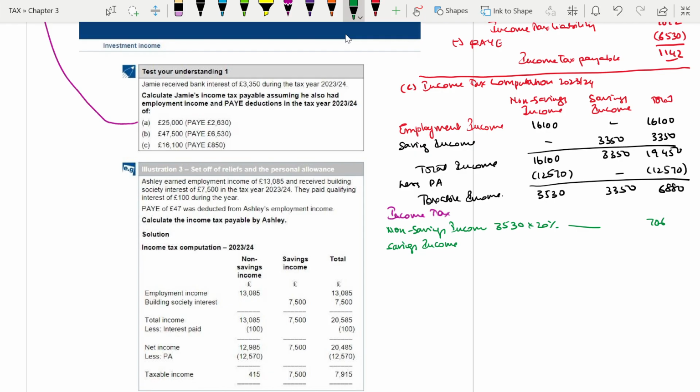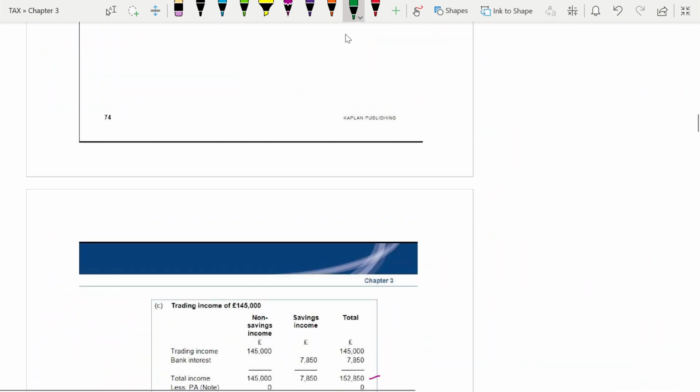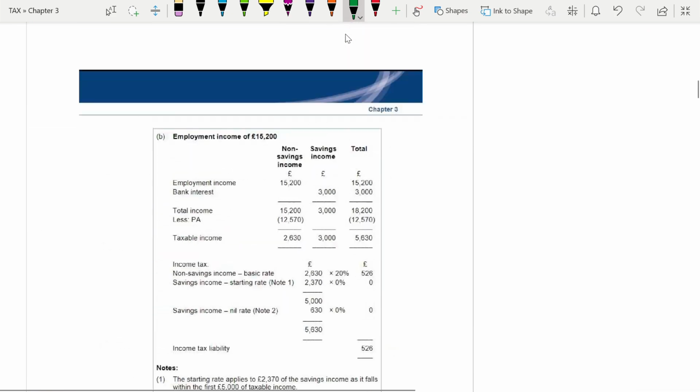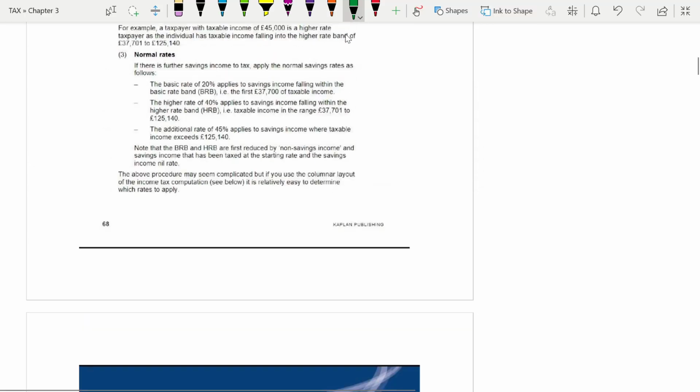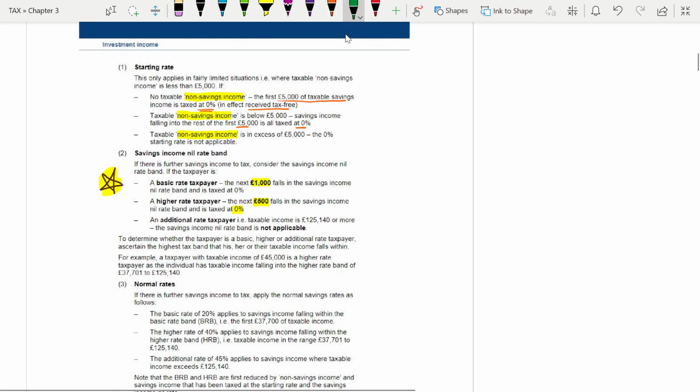He is in the basic rate. If he is in the basic rate of 20%, what is the condition? The starting rate is given. I am going back to that, and that's very important. If you have any doubt, you say starting rate. The first 5,000 of taxable savings income is taxed at 0%.